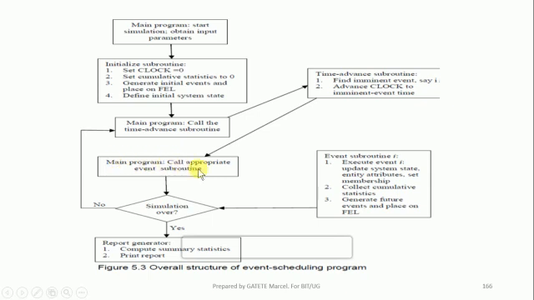So the main program will call the appropriate event subroutine. After this has finished its task, it returns the result to the main program, and the main program will call another subroutine to execute some processes and return the results. After that, the main program will ask itself, is the simulation over or not? If the simulation is over, we generate the report. It means we compute summary statistics, the results we have obtained, and then we print the report.